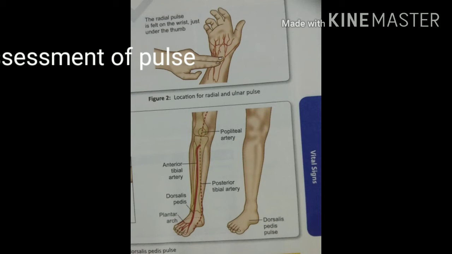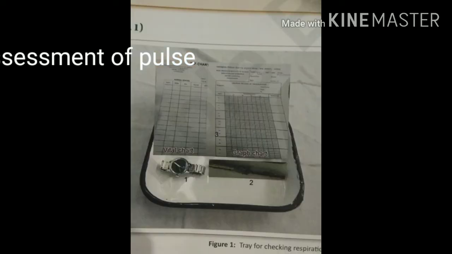Okay, then we must know how to do pulse assessment. Here also are the steps of the procedure. Pre-procedural step: explain the procedure to the patient, make the patient lie down for 10 minutes. Articles required: wristwatch with a second hand, pen, documentation sheet as given in the tray.